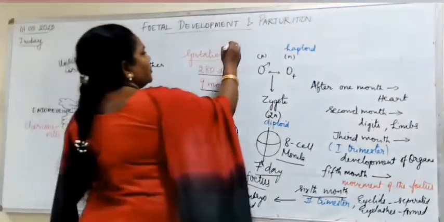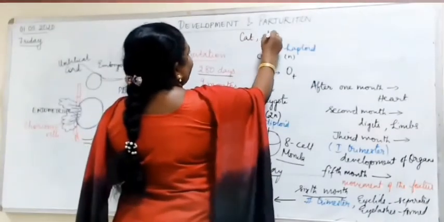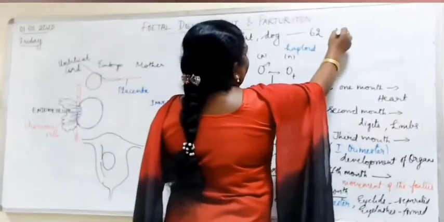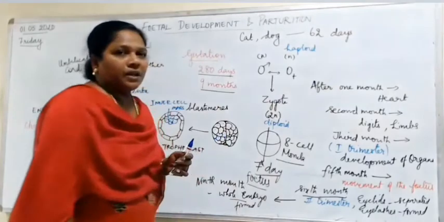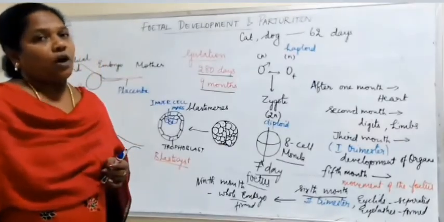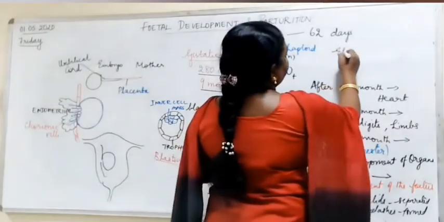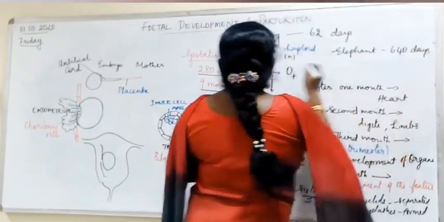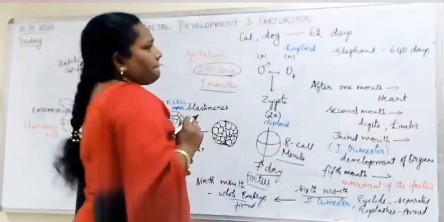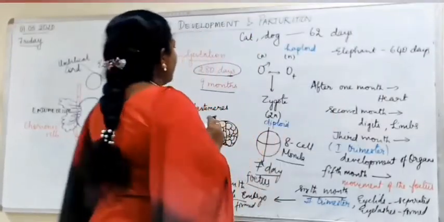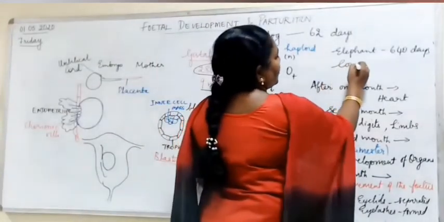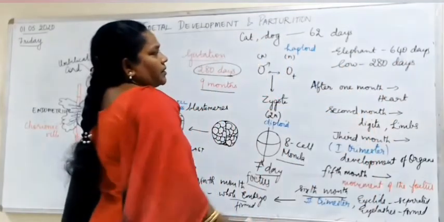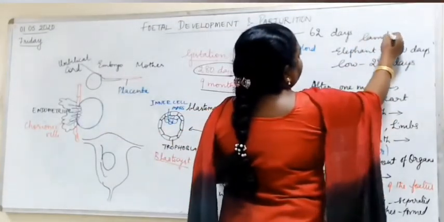Now there is a question for you. What about cat and dog? It is 62 days. It was in your NCERT textbook. Okay, 62 days for cat and dog. For elephant, it is 640 days. For us, what? 280 days. Okay, for elephant, it is 640 days. Even for cow, it is 280 days. For camel, it is 406.